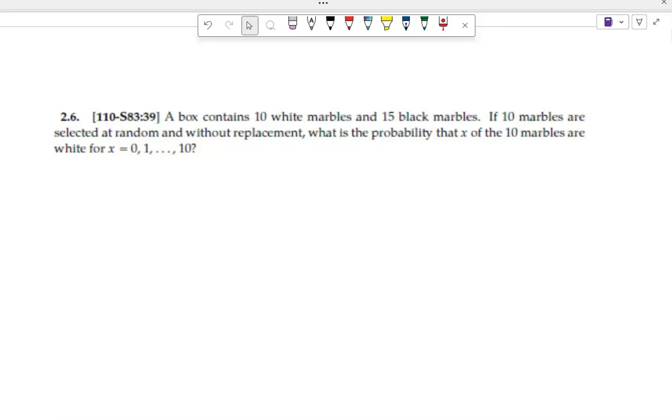So if we want the size of our sample space again, let's do that first, get our denominator. We want the size of our sample space. How many balls are we selecting? How many marbles are we selecting?